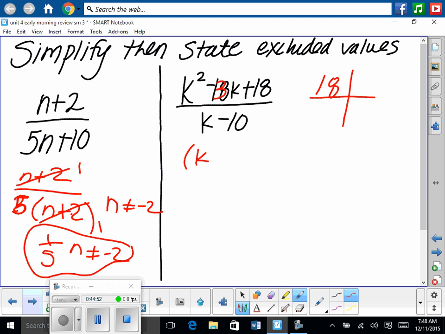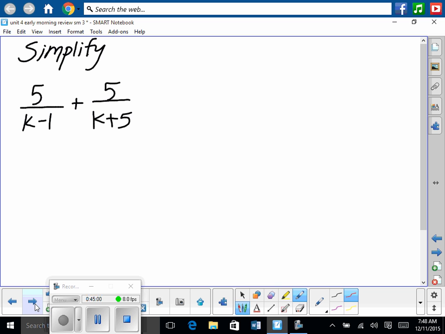Back to the top, back to the bottom, right? Divide out things, but before you divide them out, you state your excluded values, right? Okay, next one, simplify.